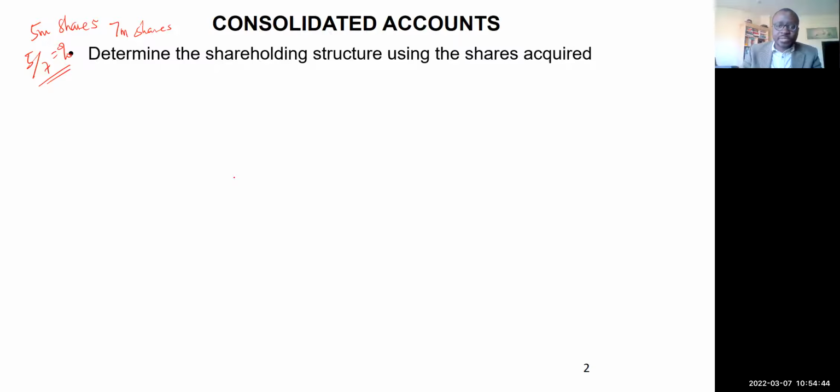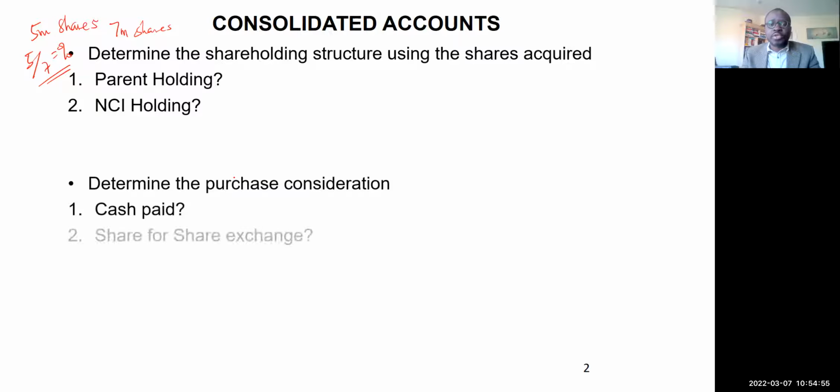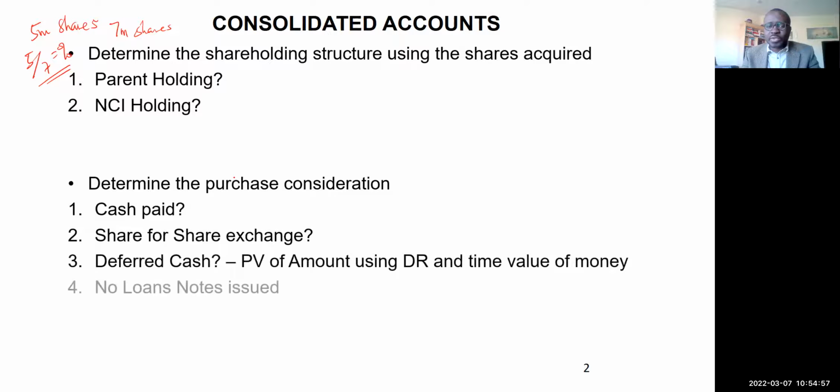So that's the first point. You determine the structure, the parent holding, and subtract it from 100%, and you get the non-controlling interest holding. That is it, very simple. The next thing is also to look out for the purchase consideration. You would have seen previously where we say the parent acquired 80% of the subsidiary for 12 million. That's the cash consideration. Here, you'll not be given the amount.